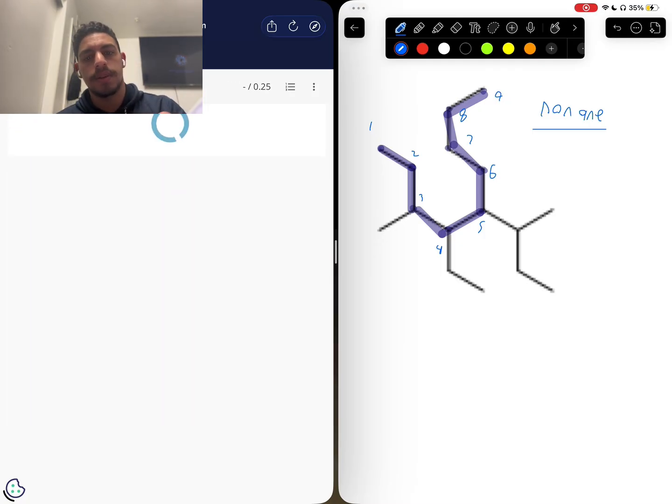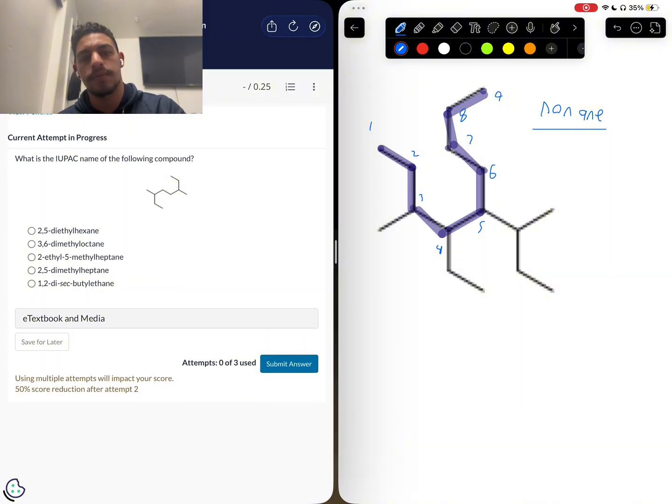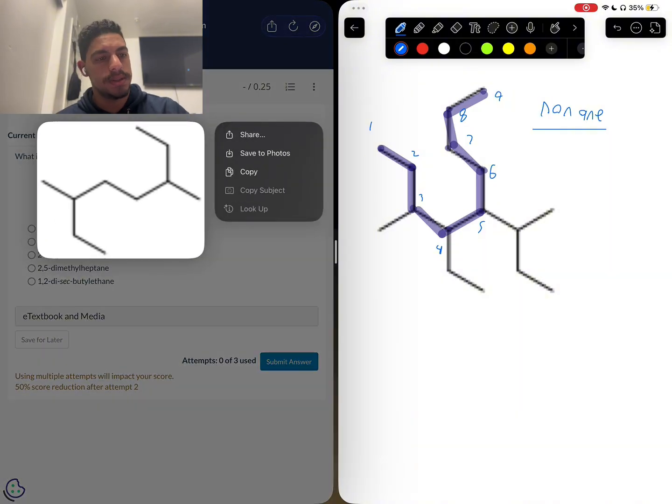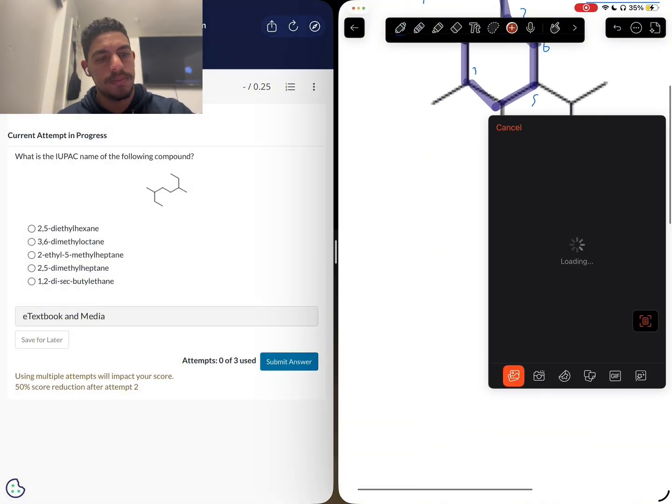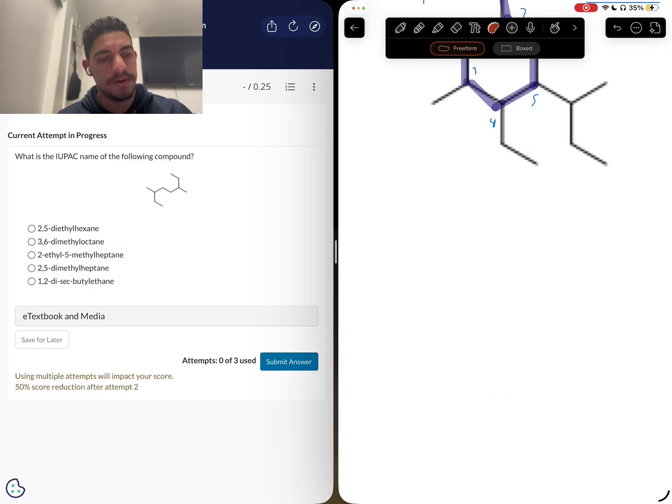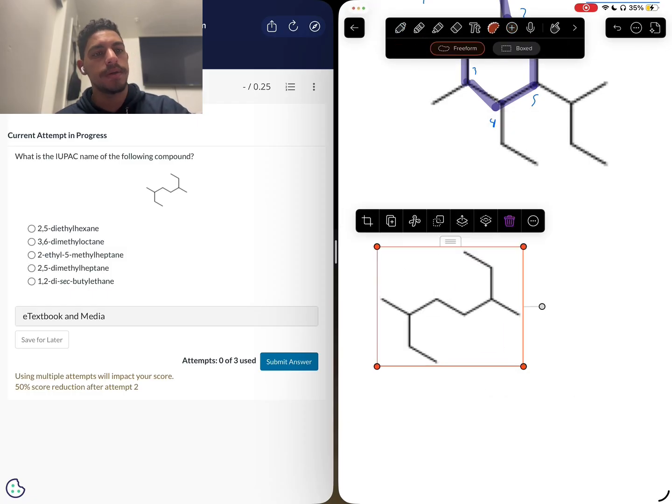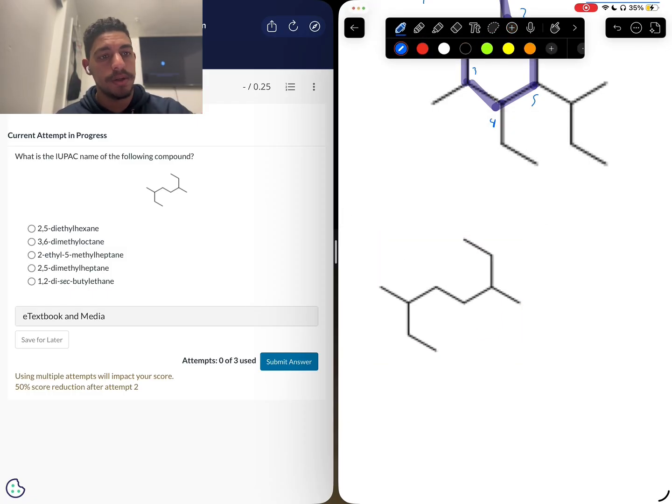So now we want the IUPAC name for this compound. So let's do that together. So let's make sure it's on here. Let's make it bigger. Okay. For IUPAC, you want to start with the parent chain first, right? So let's figure out what the parent chain is. So we're going to use yellow. 1, 2, 3, 4, 5, 6, 7. Okay.